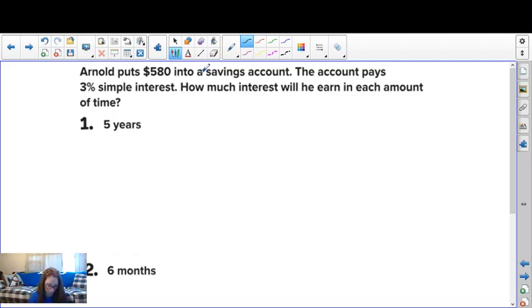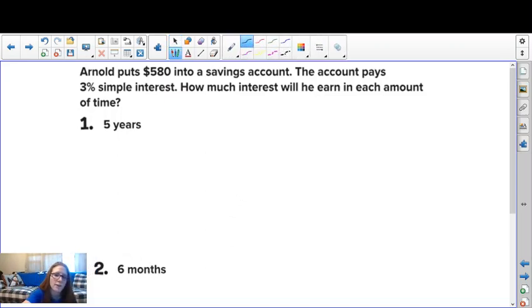All right, number 1. Arnold puts $580 into a savings account. The account pays 3% simple interest. How much interest will he earn in each amount of time? Oh, I cannot read today. Wow. How much interest will he earn in each amount of time? So first we're going to find it in 5 years and then in 6 months.